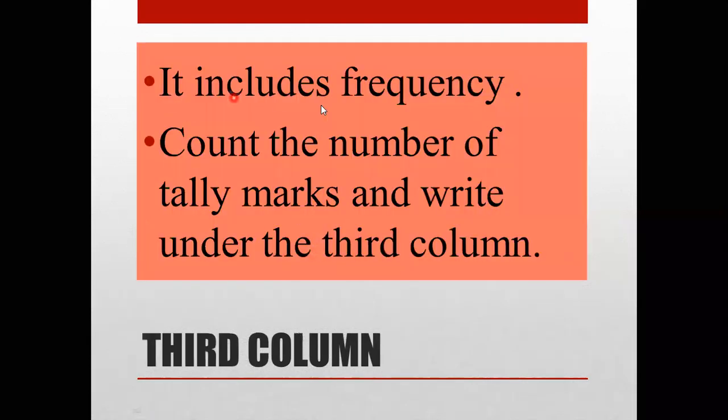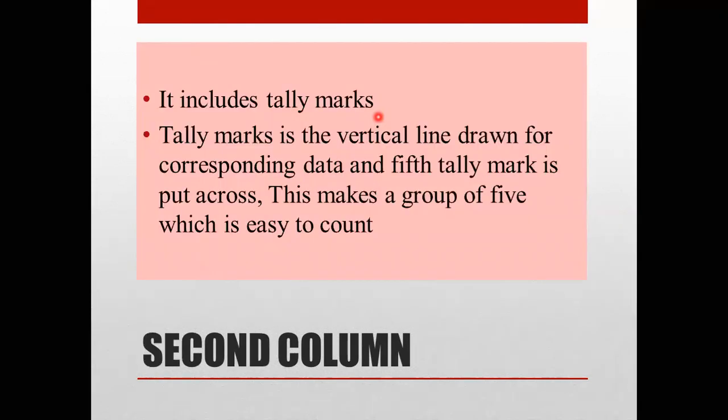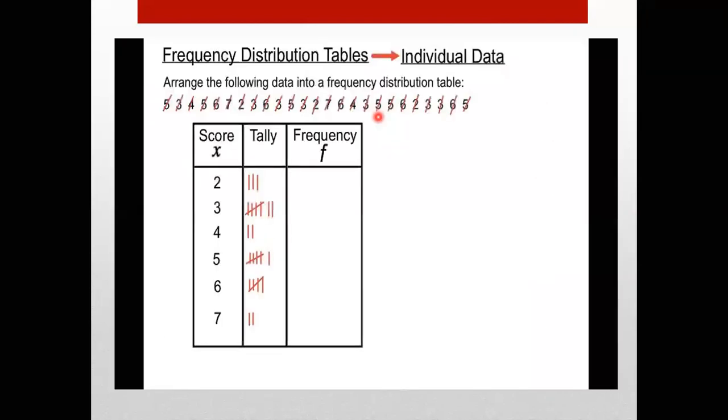Now the third column includes frequency. So when you're writing the headings, for the first column, if it is in a group form, class interval. Second column, tally marks. And the third column, the heading will be frequency. In frequency, what you are going to do is count the number of tally marks and write it under the third column. So I'll just show you an example over here in this table.